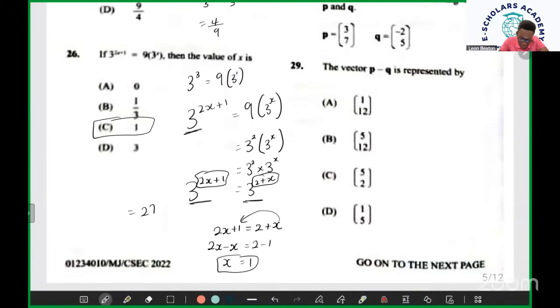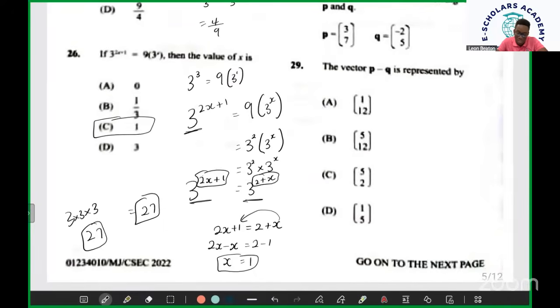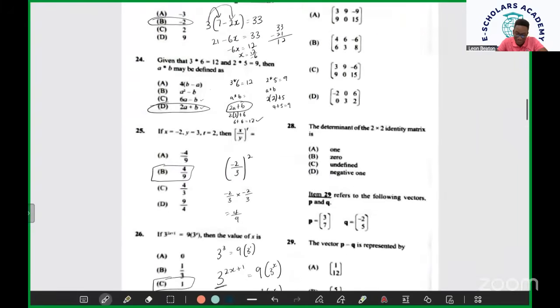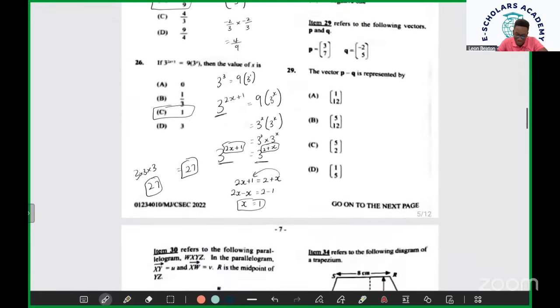So 27 is equal to 3 raised to the third power, which is the same as 3 times 3 times 3, which will give me 27 as well. So 27 is equal to 27. Trial and error, folks. You can't fail there. You can't go wrong with trial and error, substitution in Paper 1. You can't go wrong at all with some substitution.